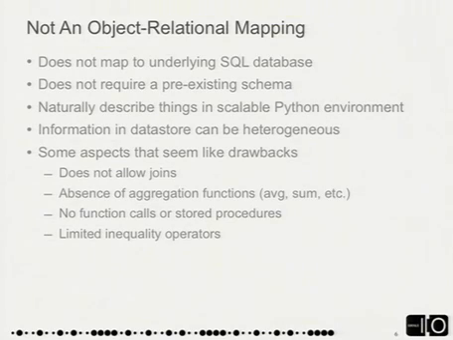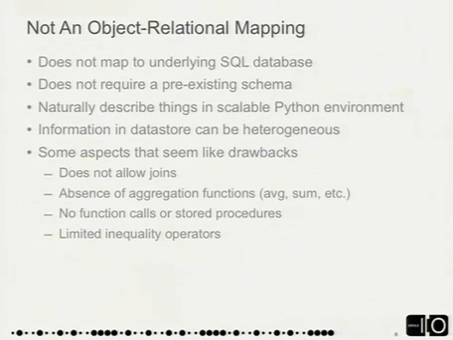And finally, the information in the data store can be heterogeneous, which means that for a given kind, each object in that kind can have a different set of properties from all the others. And furthermore, even where they share properties, each of those properties can have different types between entities.